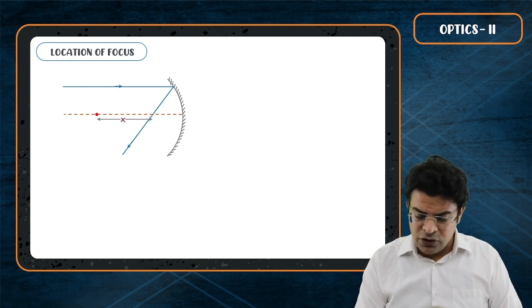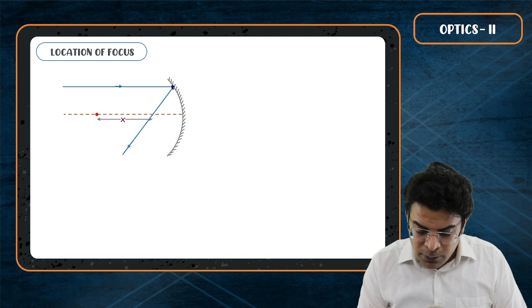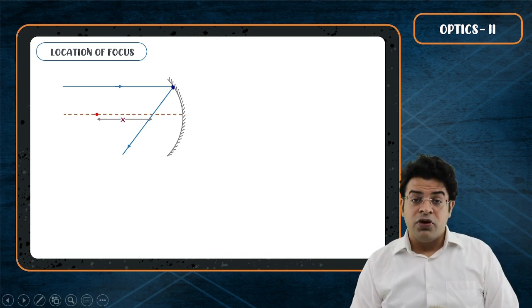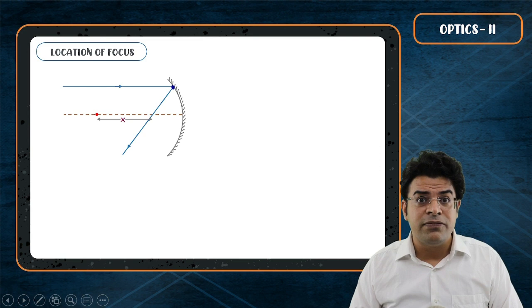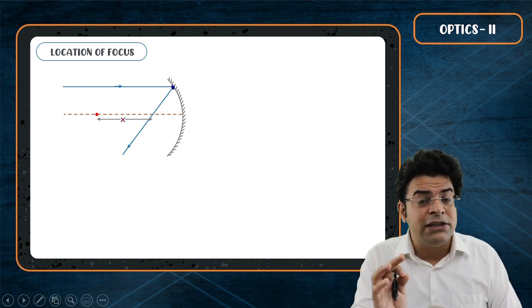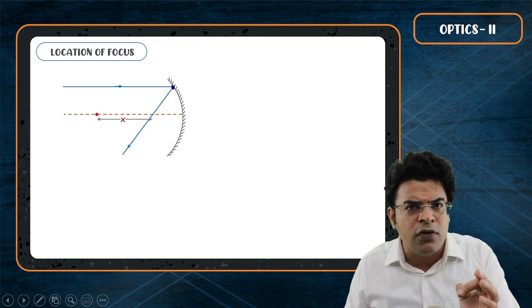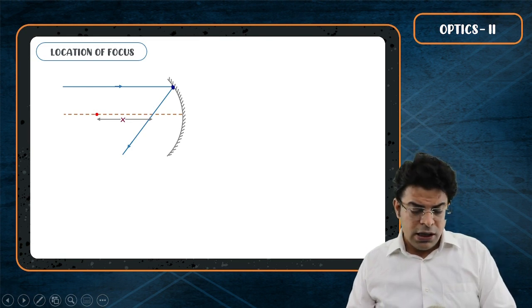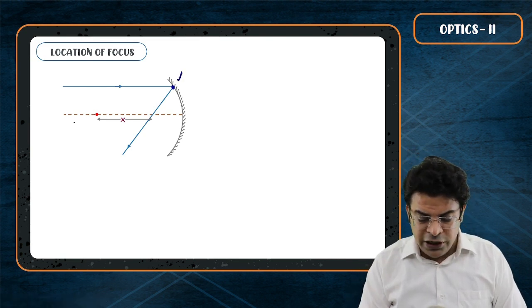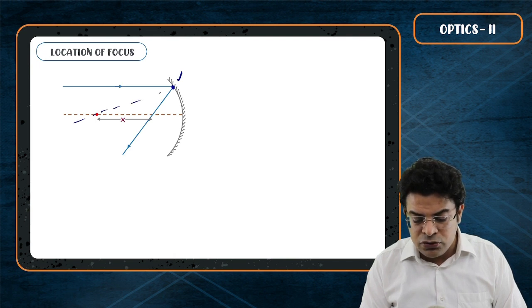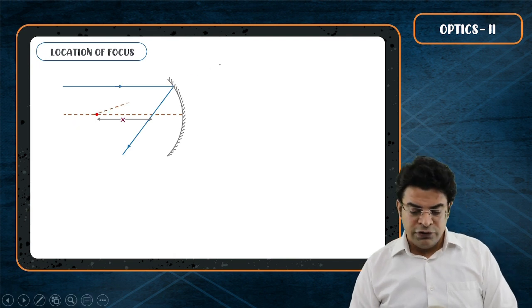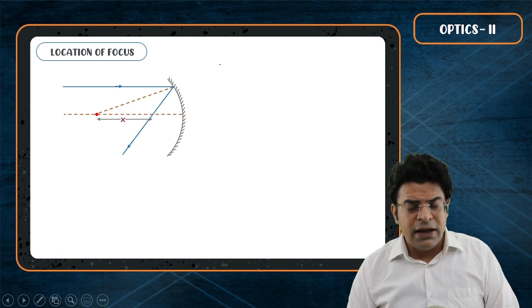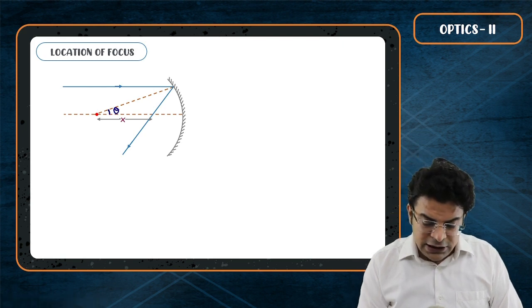Now kids, visualize a normal at the point of reflection, because we need to apply the law of reflection. The angle of incidence is the same as the angle of reflection, and both are measured with the normal. If I draw the normal at this point, we know that the normal will pass through the center of curvature. So visualize the normal, and let's say, kids, this angle is theta.